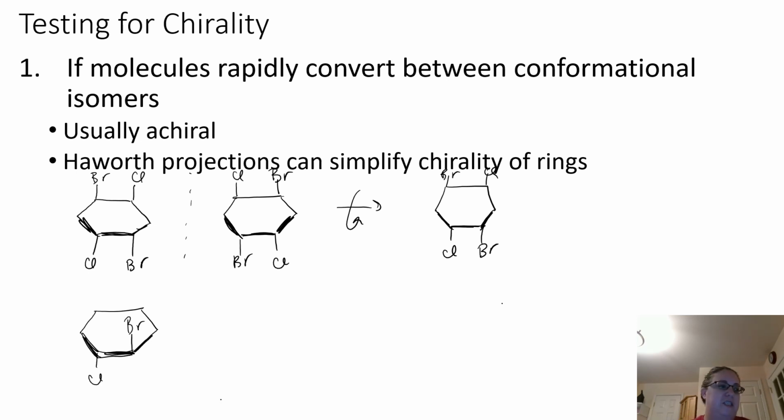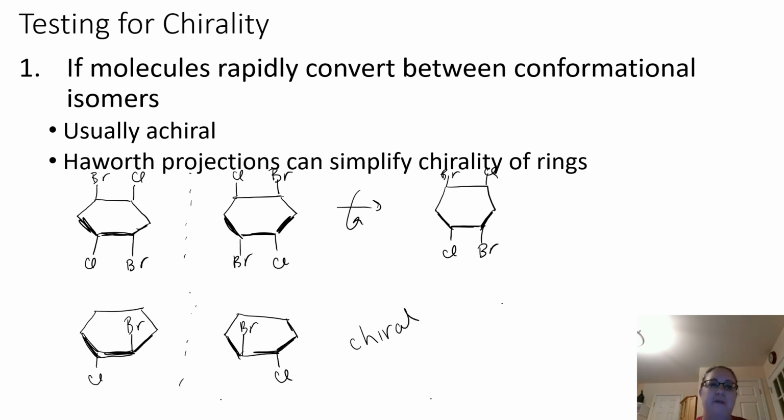So here's another 6-membered ring. We've got a chlorine on top, we've got a chlorine on the bottom. If I draw my mirror image, and now if you try to rotate this, you try to flip this, it will never match. So this is actually a chiral ring structure that we have.